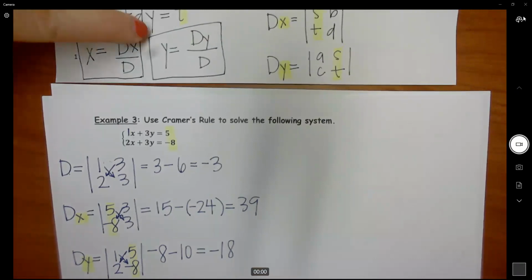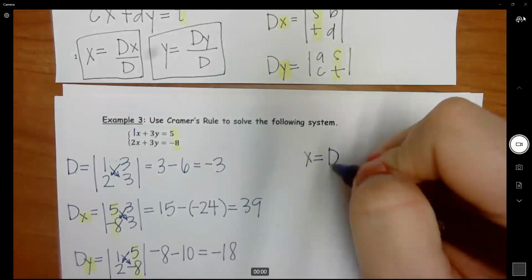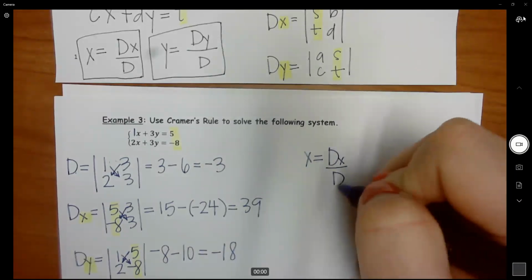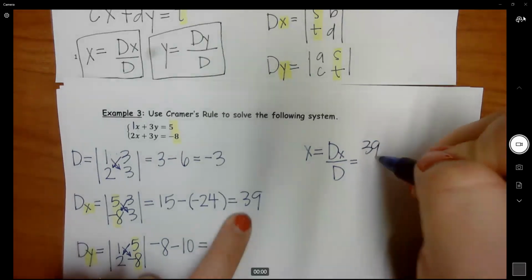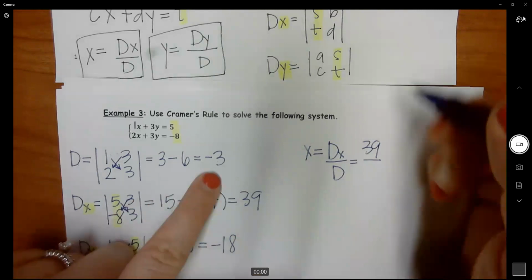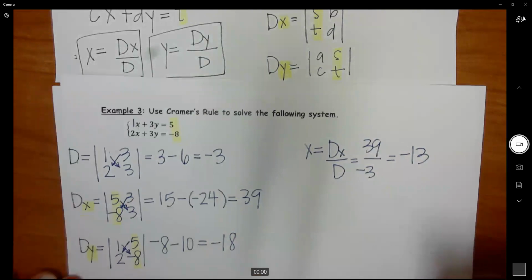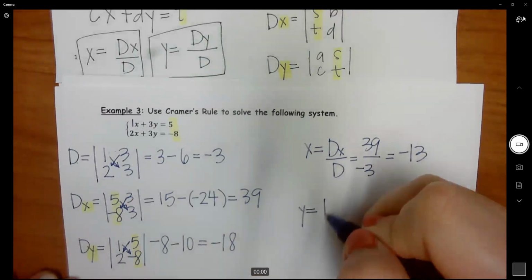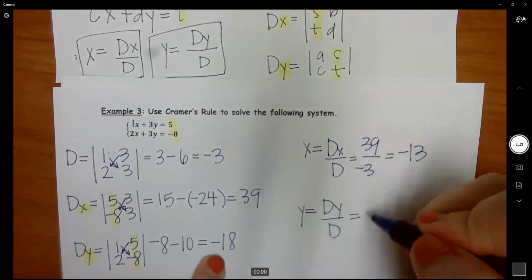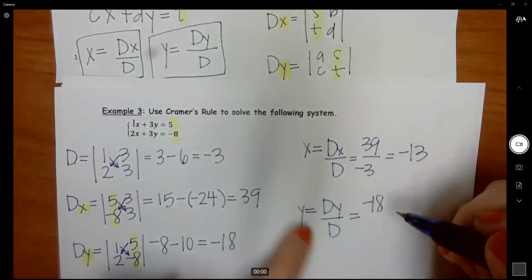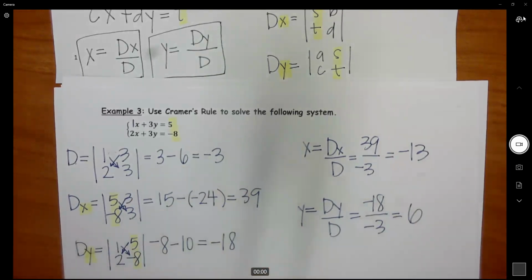Now I can solve for x and for y. So x equals D sub x over D. Well, my D sub x is 39, and my D is -3. So this is -13. And then y equals D sub y over D. My D sub y is -18, and my D is still -3, which gives me 6.